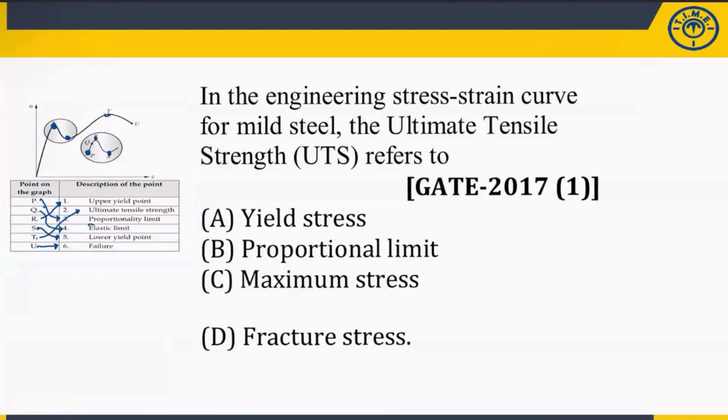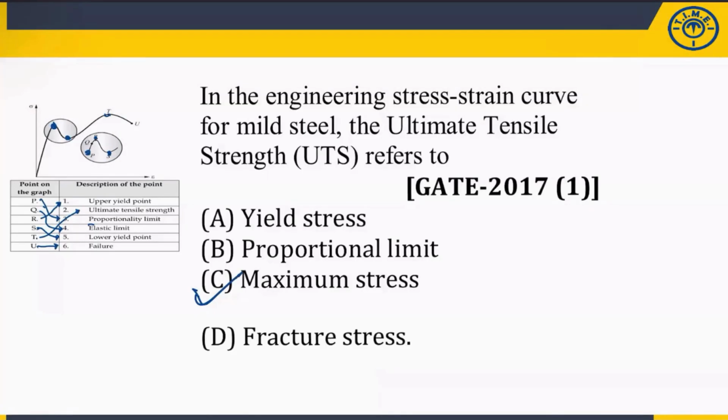See the diagram, maximum stress. Very good. The ultimate tensile strength is nothing but the maximum stress. The T point is nothing but the ultimate tensile strength. You can see the maximum value of stress. So what is the correct answer for this question? C is the correct answer.